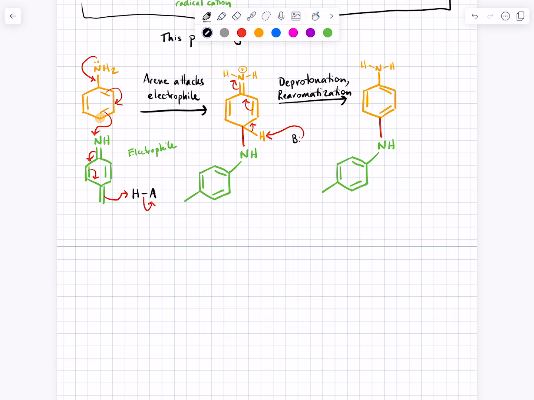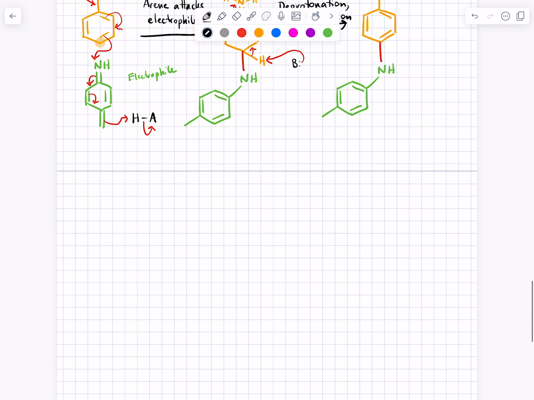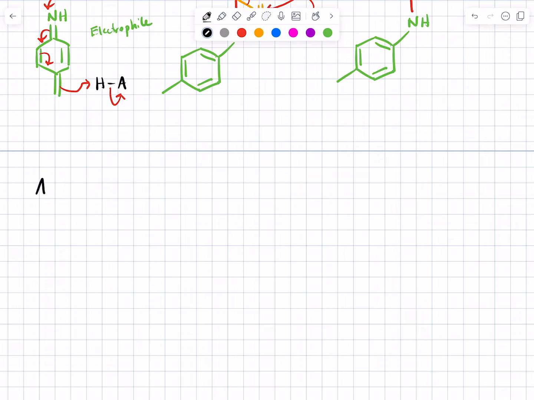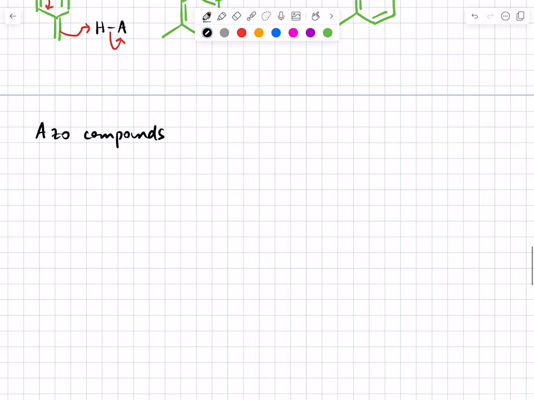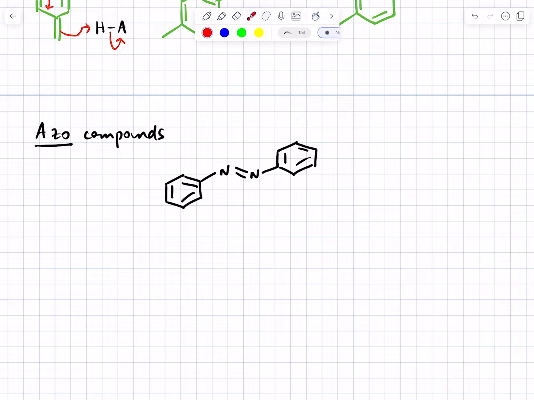German chemists discovered a whole class of colorful molecules that were called azo compounds. And azo, I think, is from a Greek word, but it's used to describe compounds that have nitrogen in them. So this is an aryl azo compound, and this here is a diazo functional group.